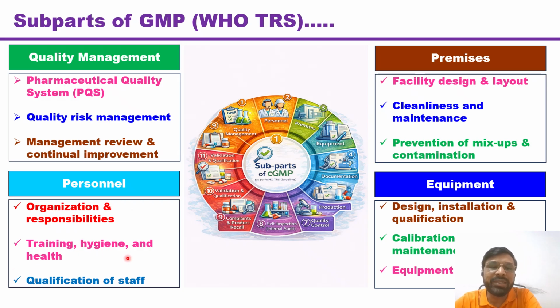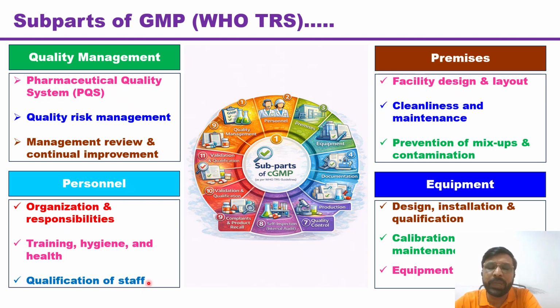The next fundamental is training, hygiene, and health. Training is a very important fundamental in GMP, because whatever processes we perform in GMP, if the persons are not trained, they can't perform the work with GMP and we will not get quality. So training is very important. Also, we have to maintain hygiene. If hygiene is not maintained in the system, the products will be contaminated, and it will create a risk for human health.